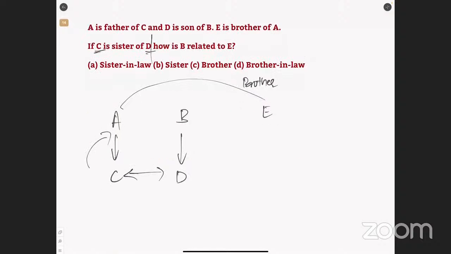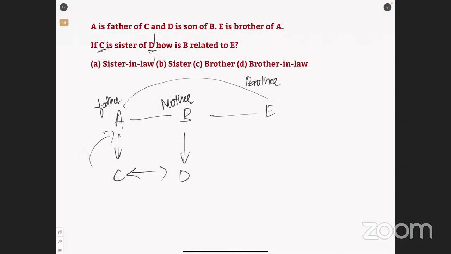If D is the son of B and C is the daughter of A, and C and D are siblings, then A and B obviously would be father and mother. A is already established as father, obviously B would be the mother. Okay, that is something which we have established. So husband and wife relationship between A and B. And E is the brother of A. That is okay. Now the question is, how is B related to E?